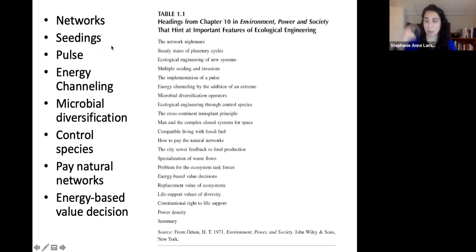It talks about networks between species, seeding these first species, pulsing. The idea with the pulse is that it creates this frenzy and you actually get the energy moving more, and it creates more energy efficiency, energy channeling, microbial diversification. Again, if you're trying to build species, the bottom is the most important so that we can support the top. So we need to have microbial diversification as well as plant diversification. Again, this idea of control species, natural pay networks, and then energy value decisions. So that's what we're thinking of here.